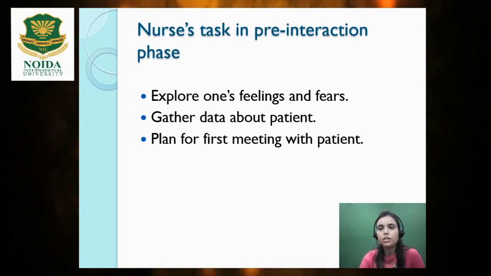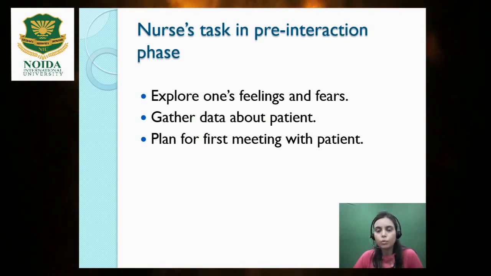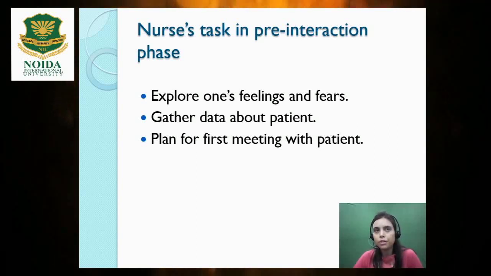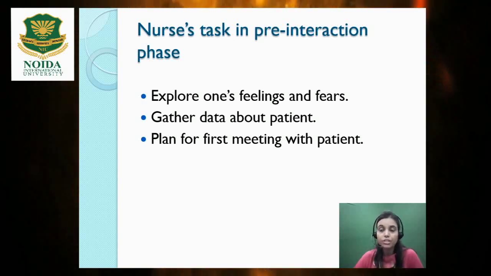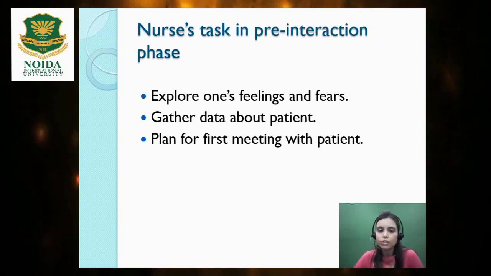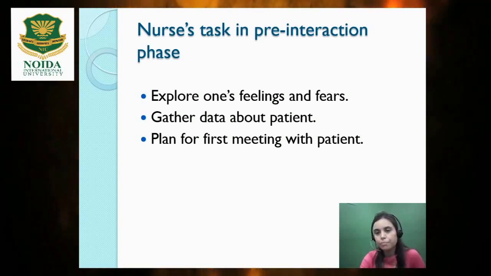Now we move to the next. What will the nurse do in the pre-interaction phase? First, the nurse will explore and gather the basic data about the patient. Then the nurse will make a plan for how she or he will meet the patient, how the patient will respond to that nurse, and what the nurse's own feelings or fears are, which means how the nurse will react to that patient. If the patient is anxious or having panic attacks, how will the nurse react? So the nurse has to explore his or her own feelings, fears, strengths, and weaknesses. This is the basic task which the nurse will perform during the pre-interaction phase in the process of the nurse-patient relationship.